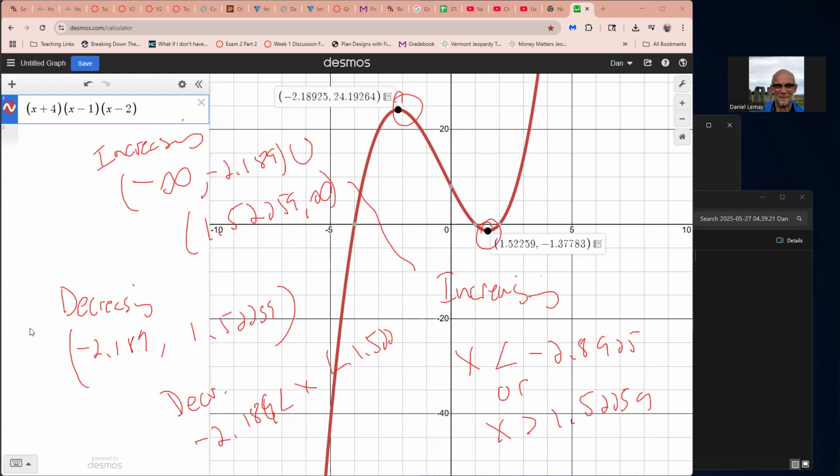Okay, hopefully that helps. In calculus, you'll learn about derivatives and look at when the derivative is positive and when it's negative. But that's for the next course, not for this course. Okay, hope that helps.